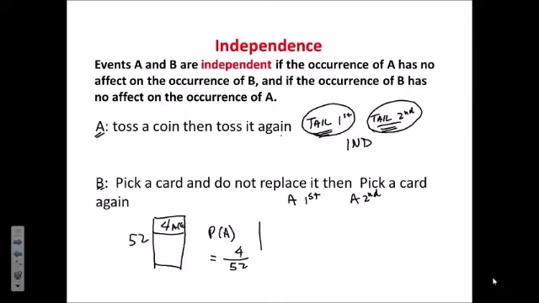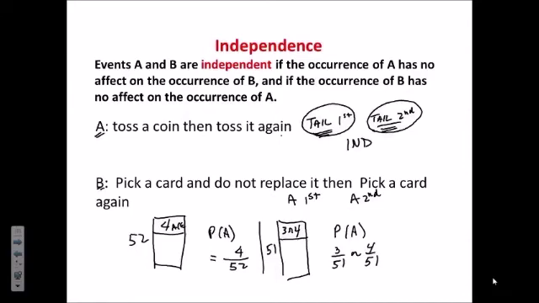So the probability of picking an ace on the first pick is 4 out of 52. Now, if you do not replace the card, then after the card has been picked the first time, there are now only 51 cards left in the deck. And there may be either 3 or 4 aces. So now the probability of picking an ace the second time is either going to be 3 out of 51 or 4 out of 51, depending on whether you picked an ace on the first pick.